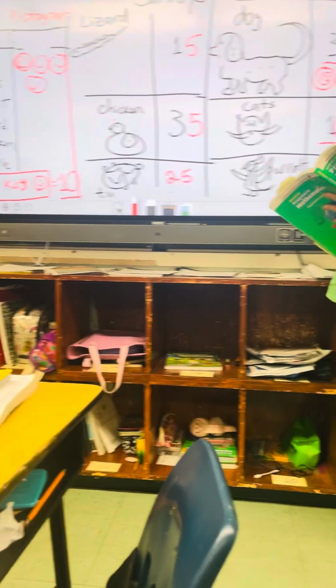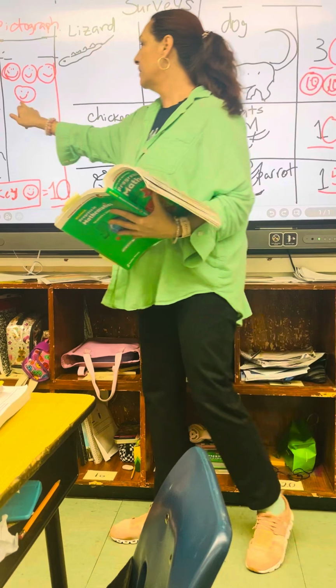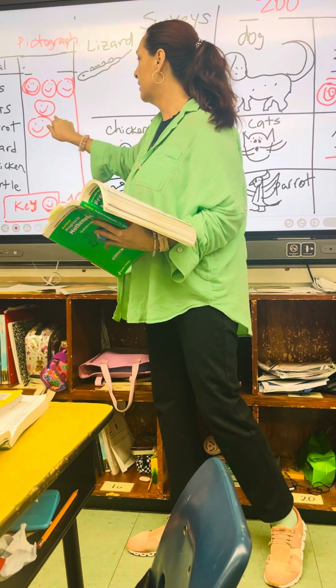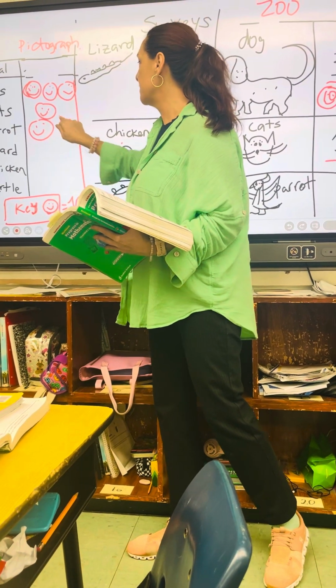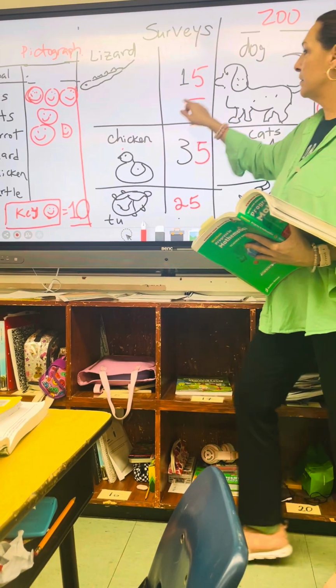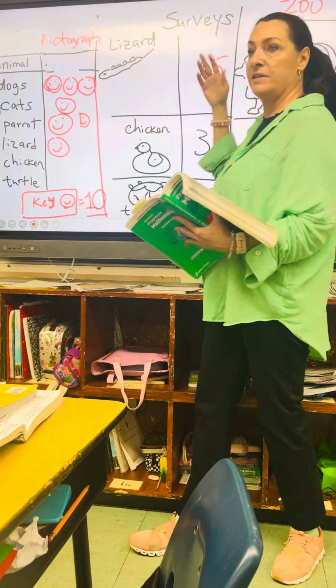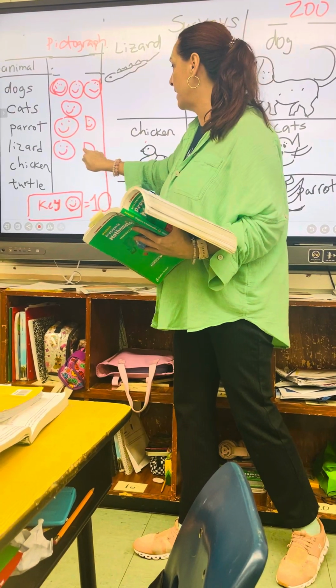Parrots. How many parrots do I have? 15. Yes, ma'am. You have 15, so you're going to put 1 full smiley face, and then you're going to put a half smiley. Okay? Lizards. How many lizards do I have? 15 again. 1 full smiley, and the 5 is half of it, so I'm going to do half a smiley.